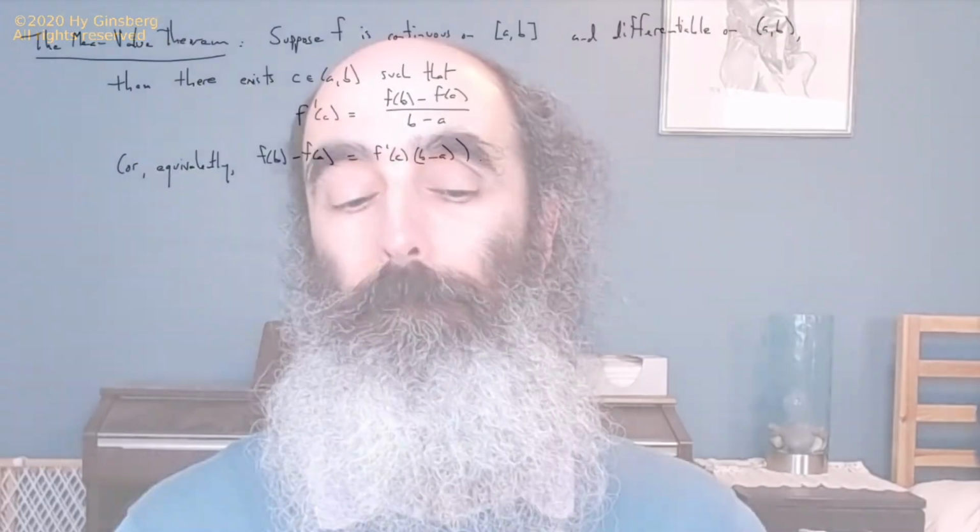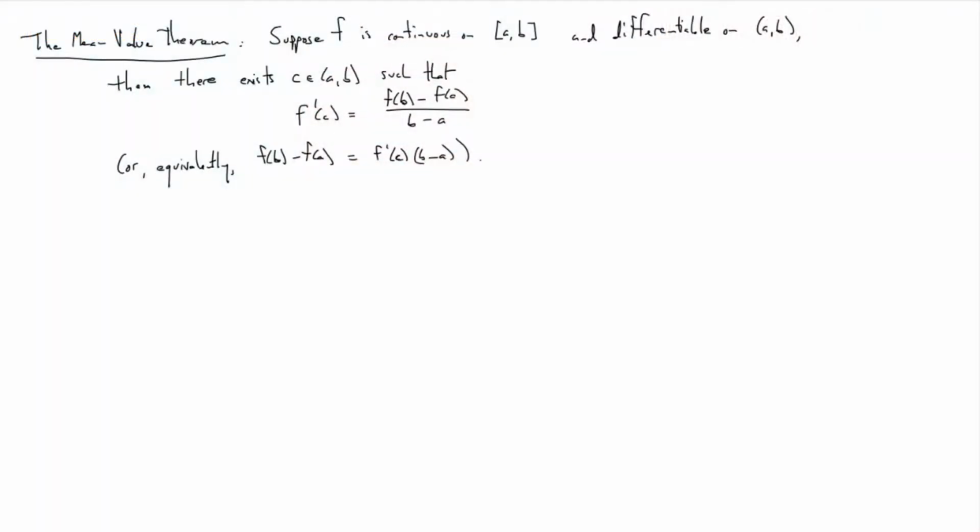Hey, today we're going to look at an important result known as the mean value theorem. And here's what it says. It says, suppose we have a function f that's continuous on the closed interval from a to b, differentiable on the open interval from a to b.